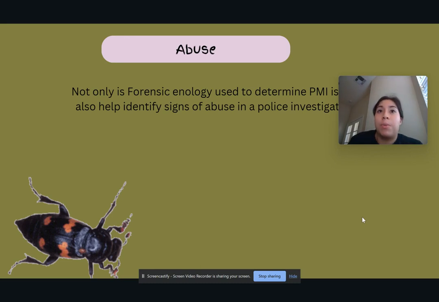Forensic entomology provides powerful and convincing evidence of neglect in court. It is difficult to prove neglect in court, but at the same time, it's easy to prove that a baby was being neglected because of the maggots feeding on its tissue because of the lack of diaper change.